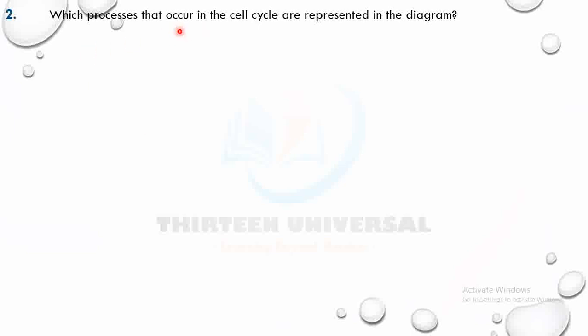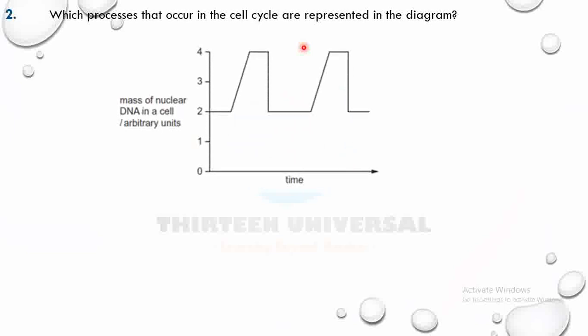Which processes that occur in the cell cycle are represented in the diagram? Which of them, the one that occur in the cell cycle?